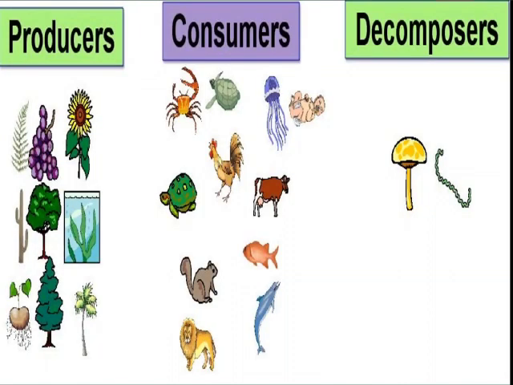These are three categories of biotic components, that is producers, consumers, and decomposers. Producers are those ones which can synthesize their own food with the help of photosynthesis, while consumers are dependent on producers directly or indirectly for their food, while decomposers depend on producers and consumers for their energy.